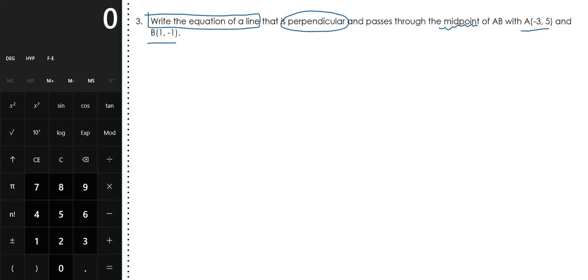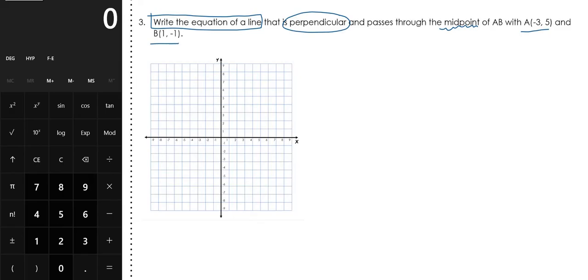Now, as soon as you're given some points and you have to figure out a midpoint, or in this case, we're going to have to figure out a slope so we can get something perpendicular, my recommendation: grab a piece of graph paper. So let me go grab a piece of graph paper. I'll be right back.